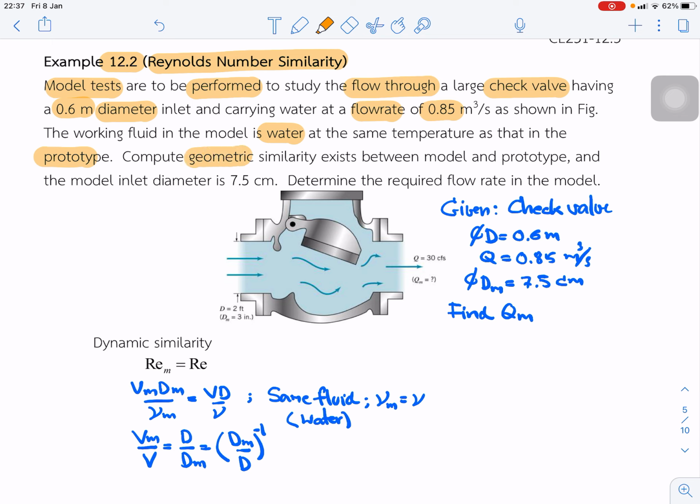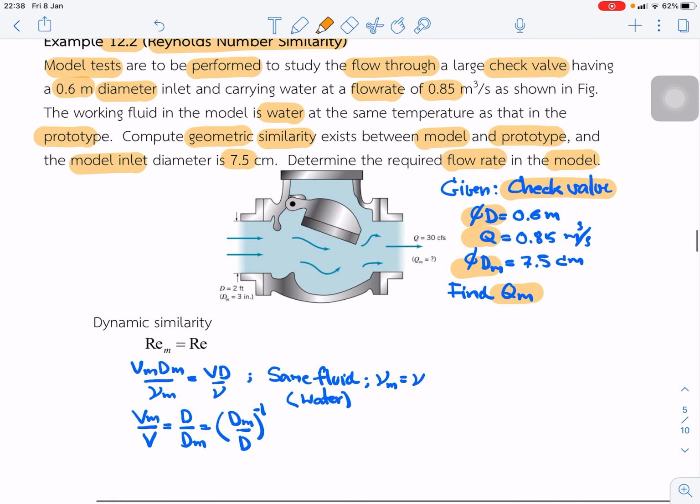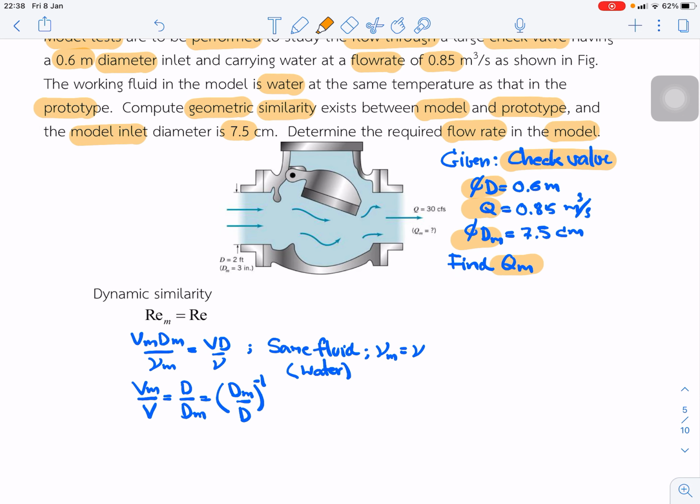Assume geometric similarity exists between the model and prototype, and the model inlet diameter is 7.5 centimeters. Determine the required flow rate in the model. Okay, so given that this is a check valve, and given the diameter of the prototype, the Q of the prototype, and the diameter of the model, what is the flow rate for the model?